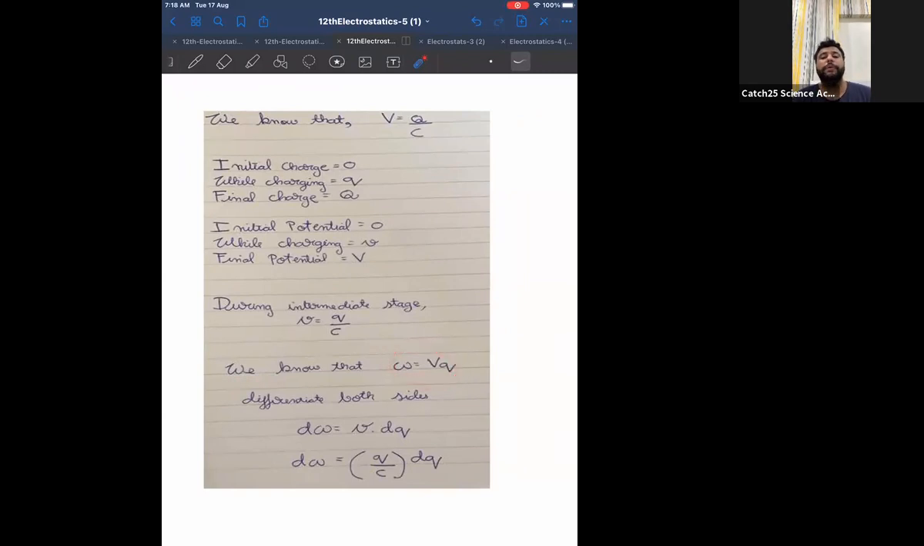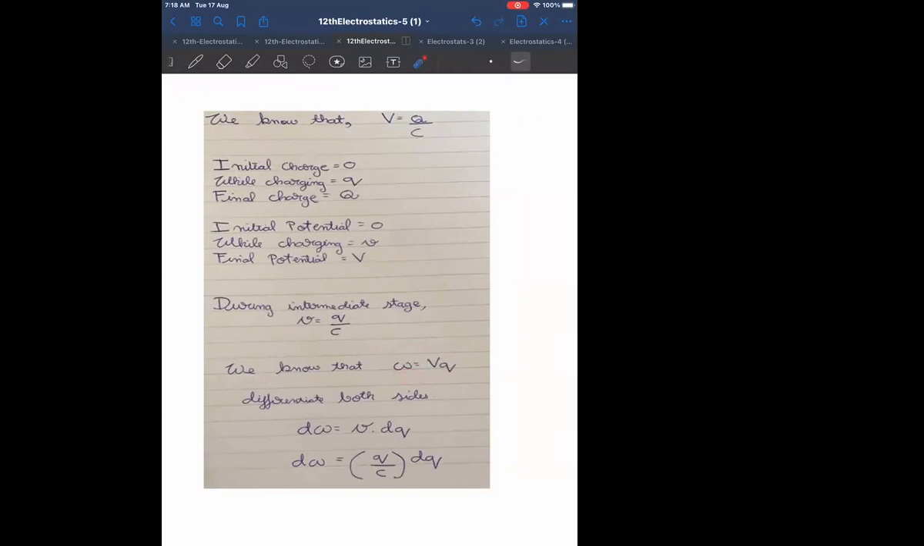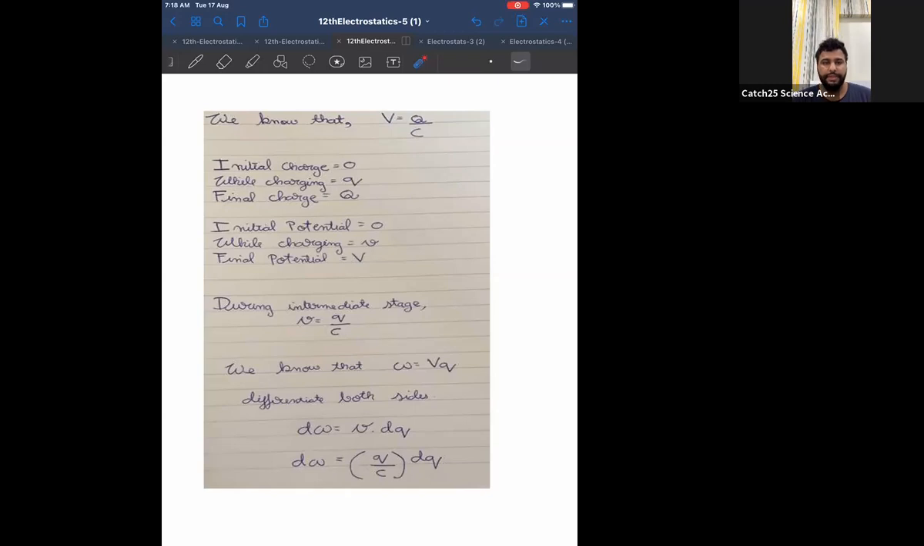Why am I using this formula? I'll repeat once more. Even though I have to find out energy, I will find out the work done, and finally I'll conclude that work done is equal to my energy. Therefore, the main formula for work done is V into Q from our formula table.